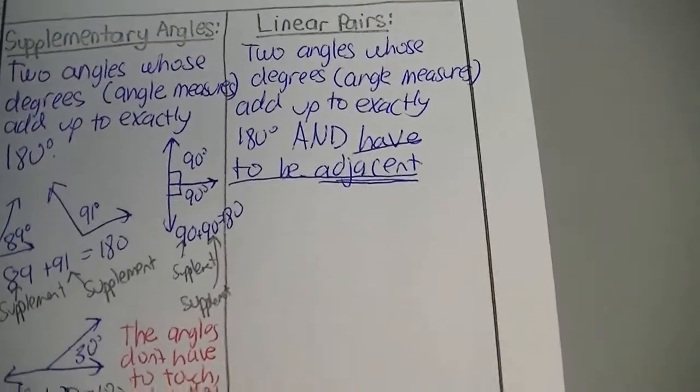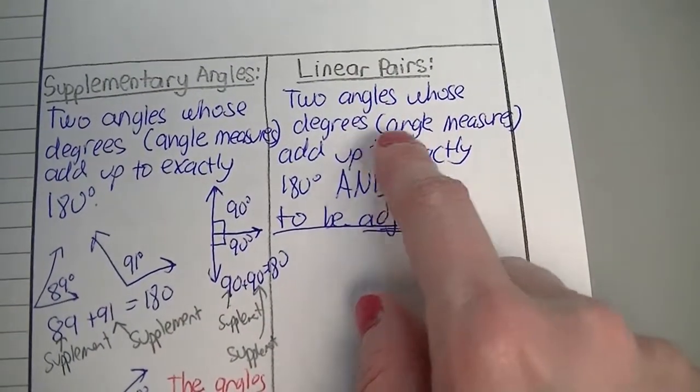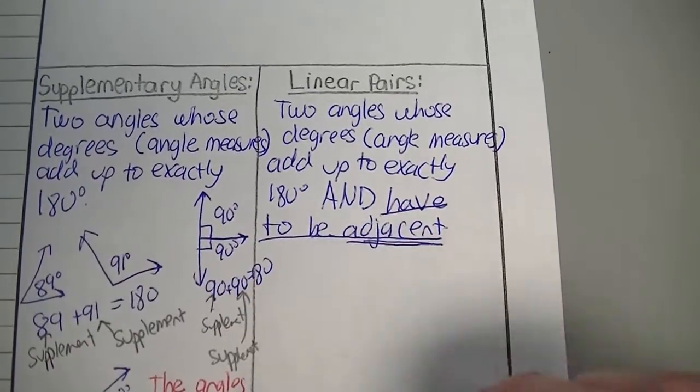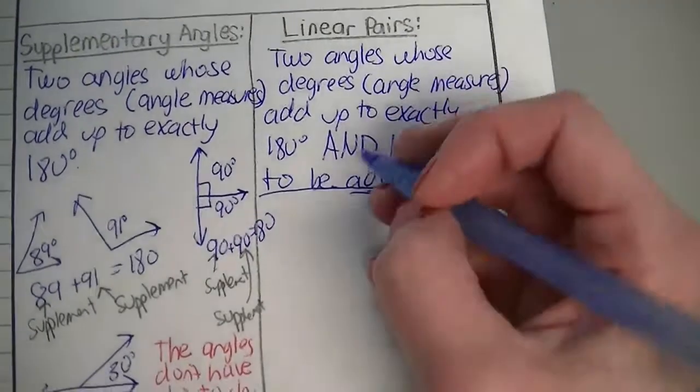Alright, let's go ahead and look at some examples for linear pairs. Again, linear pairs are two angles whose degrees or angle measures add up to exactly 180, so similar to this, but they also have to be adjacent, so they have to be touching. So here's some examples.